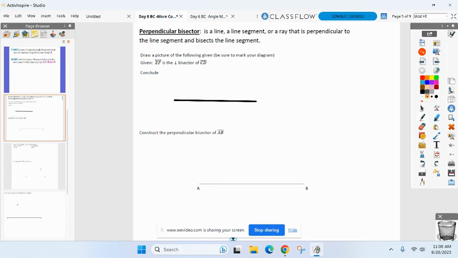Go ahead. See if you can draw in EF. Eyeball it. All right, eyeball it. Be confident in your ability. It's got to do 2 things. Be perpendicular and bisect.